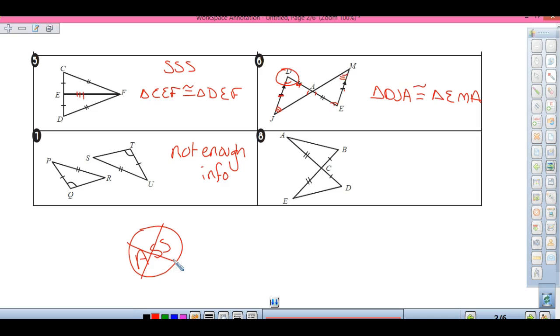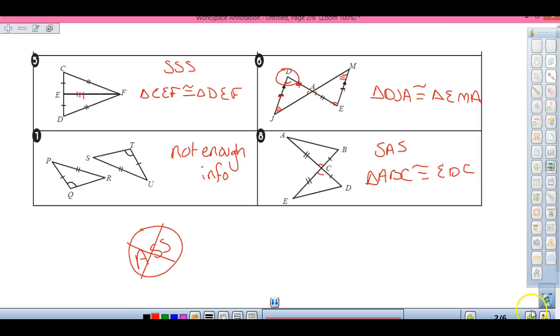Okay, this one. What can I say over here? Side angle side, because I have vertical angles, yep. So side angle side, triangle ABC is congruent to triangle, what goes with A? EDC, yep, good.